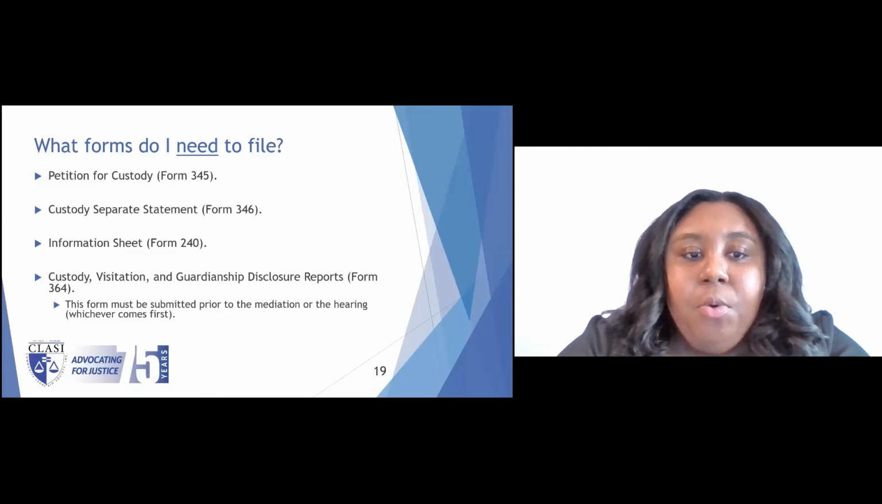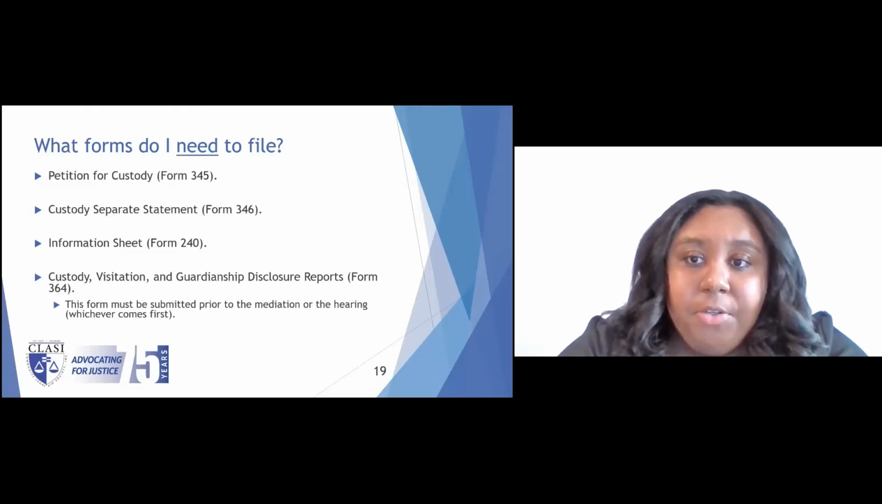Form 364 must be submitted prior to the mediation or the hearing, whichever comes first in your case. Thus, we suggest that you fill out and submit that form with all of the others so that it is already taken care of.